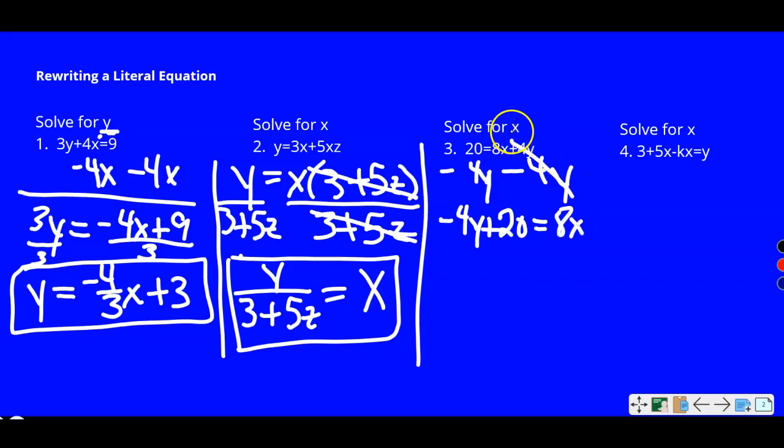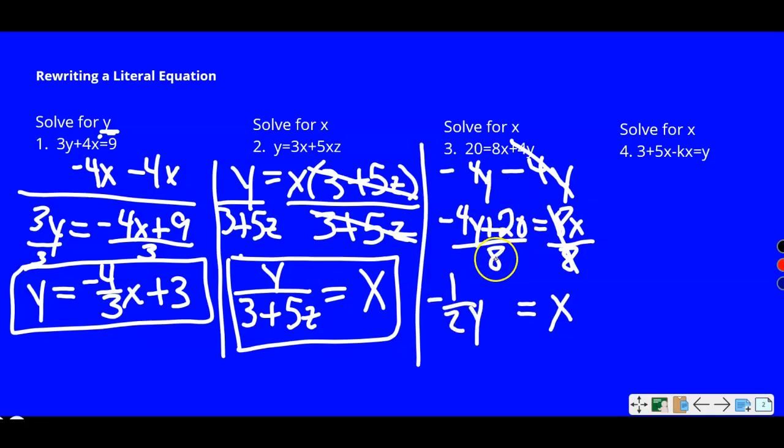Again, we're solving for x. We've got 8 times x, so we have to divide both sides by 8. So we're going to have x equals, 8 divided by 8 is 1, so it just leaves x. On this side, we have negative 4y over 8, and then we have 20 over 8. Remember, this is all divided by 8, but we can separate these into two parts. Negative 4 over 8y is the same as negative 1/2 y. And then 20 over 8, both of those are divisible by 2.